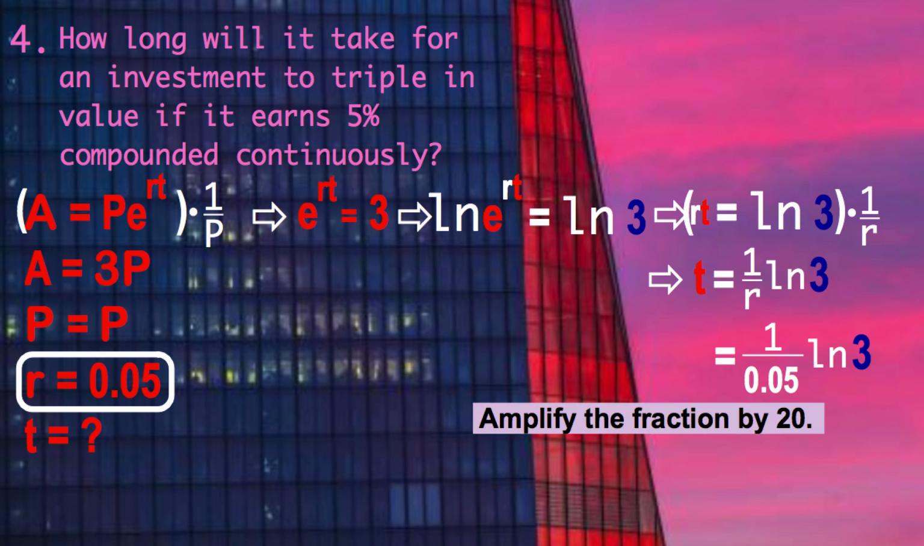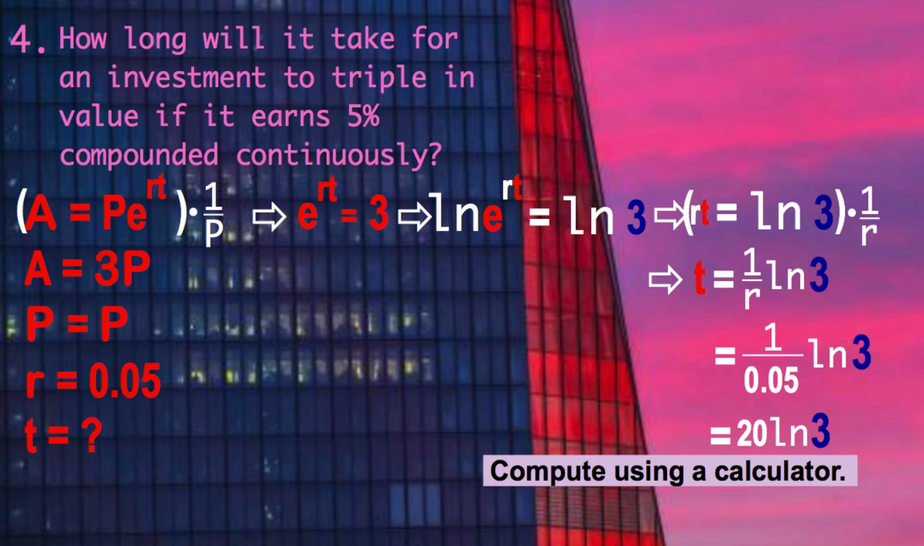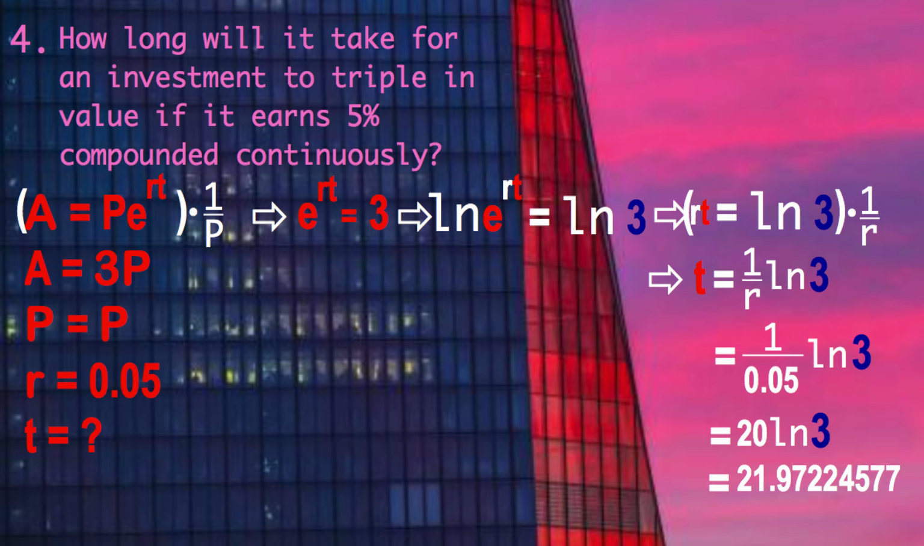Amplify the fraction by 20, which equals 20 natural log of 3, and compute this using a calculator. Equals approximately 21.97. Round this to the nearest whole year and obtain the final answer. It'll take approximately 22 years for an investment to triple in value if it earns 5% continuously. Not bad if I say so myself.